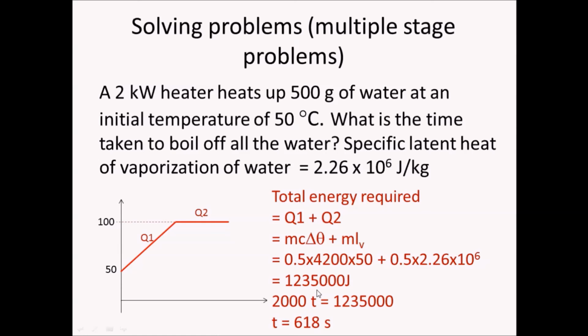After that, you need to know that the heat energy supply is from a heater. So heat energy in terms of power and time is going to be power times time. I repeat, power times time will give you the heat energy supply. So the power times time, which is heat energy supply, will be equal to the heat energy absorbed by the water, assuming there's no loss of energy. So using this formula, you divide, you get 618 seconds.